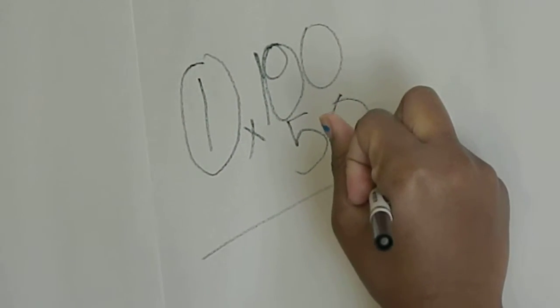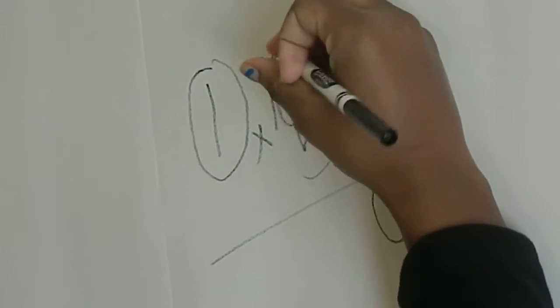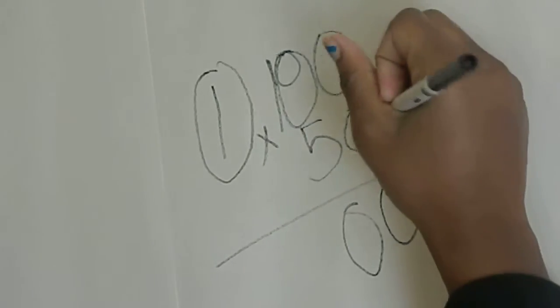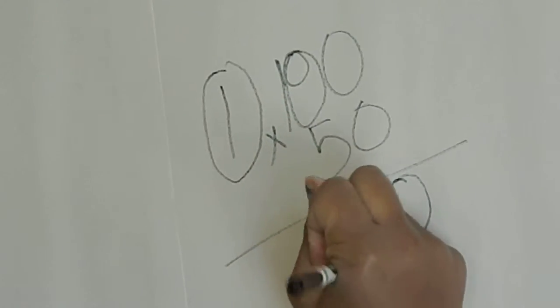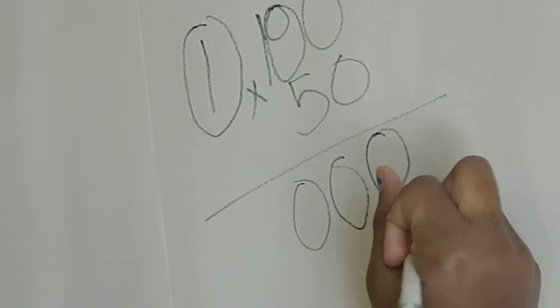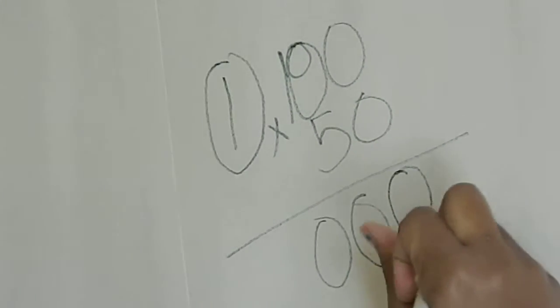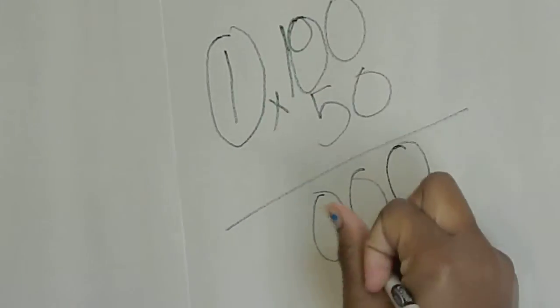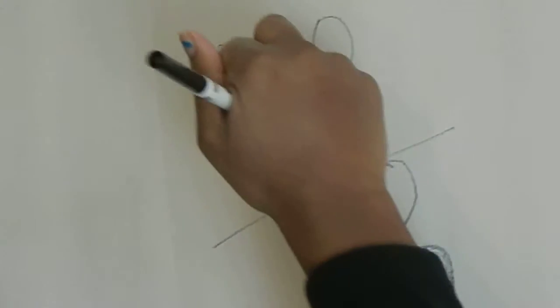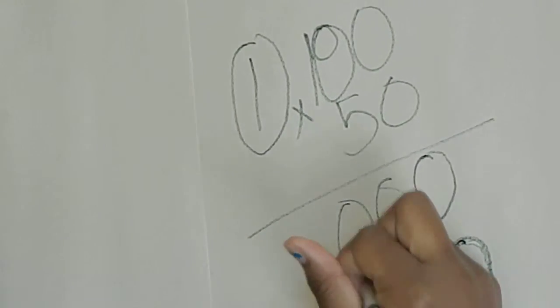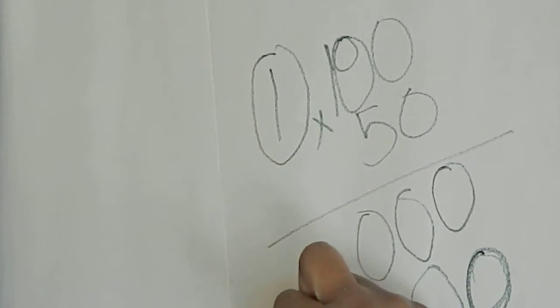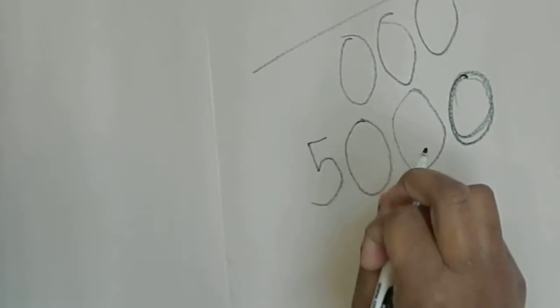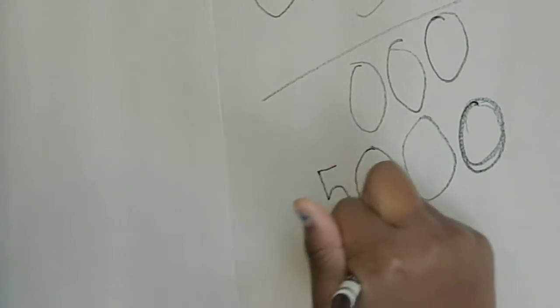So you do 0 times 0, and that's 0, and then you do 0 times 0 again, and then you do 0 times 1, and that's 0 again. And then on the second row, you just add an extra 0 just because you don't times it yet. And then you do 5 times 0, and that's 0, and then you do 5 times 0 again, and then you do 5 times 1, and that's 5.